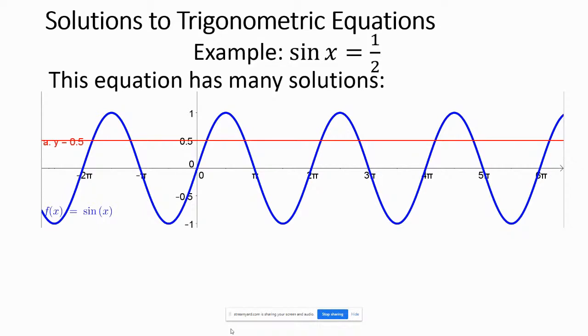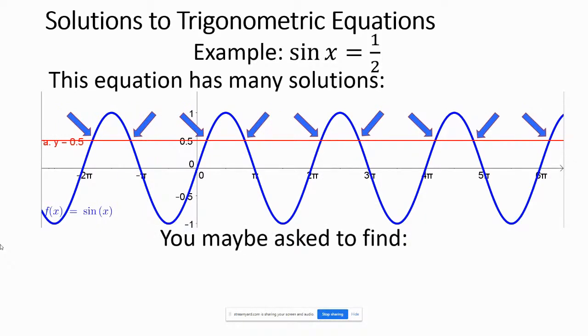Now, how do we know that there are so many solutions for this one? The solutions for this equation are the intersections of the sine function and the line y is equal to 0.5. There are so many of them, right? These are the intersections. As we extend further to the left and further to the right, there are even more intersections. So actually, there are infinitely many solutions.